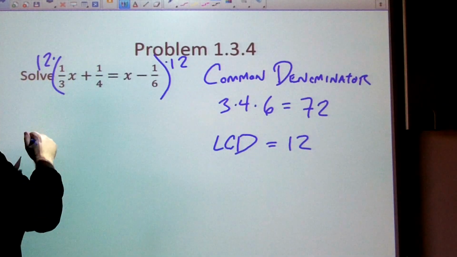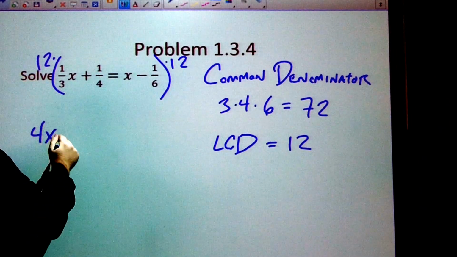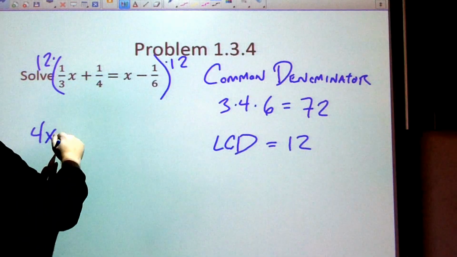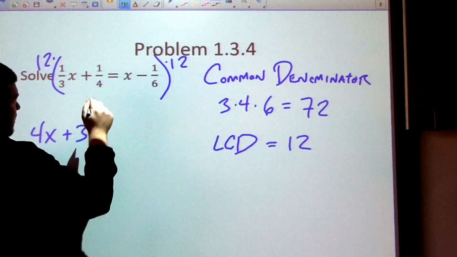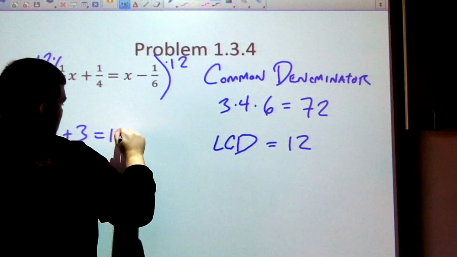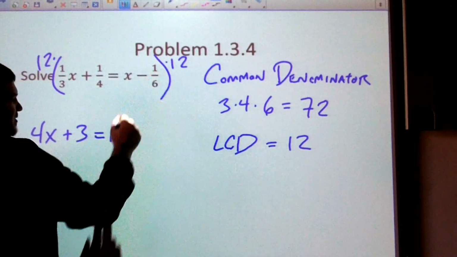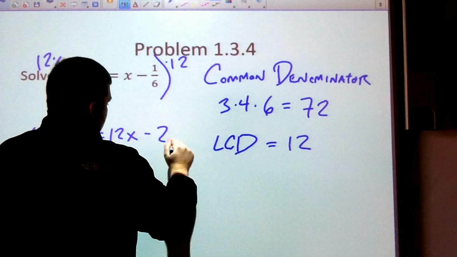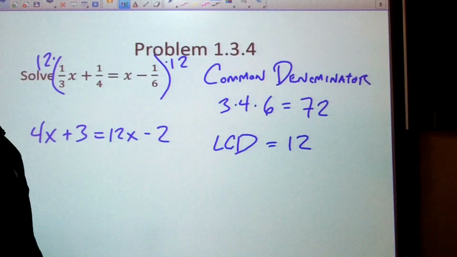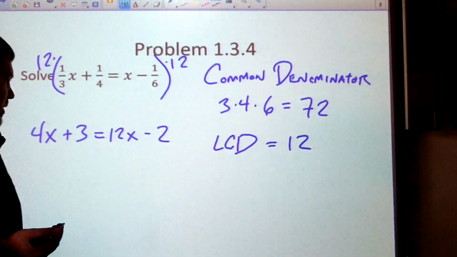Okay, so 12 times 1/3 is 4. X just comes along for the ride. 12 times 1/4 is 3. 12 times x is just 12x. And then negative 6 times 12 is negative 2. Now we don't have any fraction, and it's a lot nicer looking problem. So we can go ahead and solve this now.